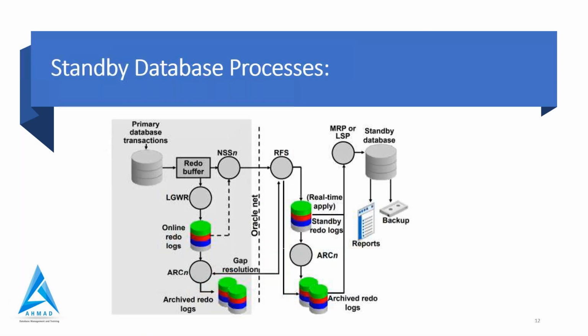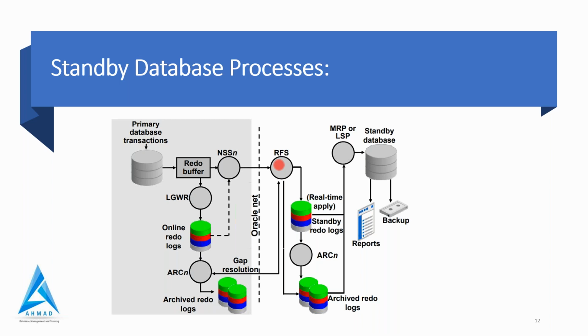And next are the standby processes. So what are the standby processes? The first process is RFS, which is basically the remote file server. It will receive the redo information from the primary database, and it will write the redo into standby redo logs if you have them, or directly into archive redo logs, and then it will go to the MRP or LSP process. Each NSSN and ARCN process from the primary database has its own RFS process.